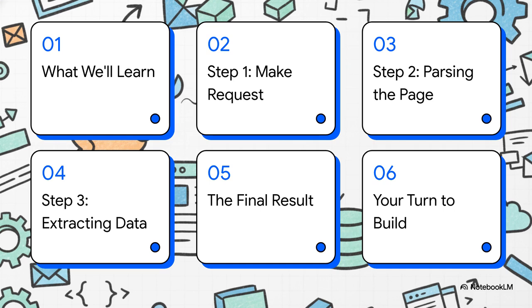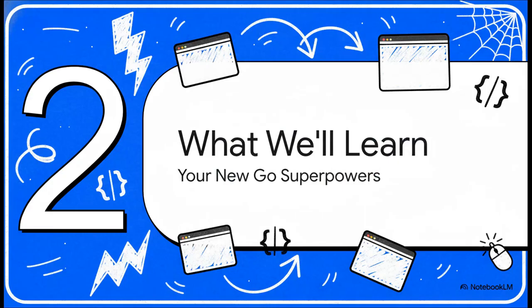So here's our game plan for today. First, we'll cover what you're going to learn. Then we'll get into the three main steps: making the request, parsing the page, and extracting the data. After that, we'll see the final result, and then we'll get you ready to build your own. And trust me, by the end of all this, you are going to have some brand new programming superpowers. These are really fundamental skills for anyone who wants to work with data on the web.